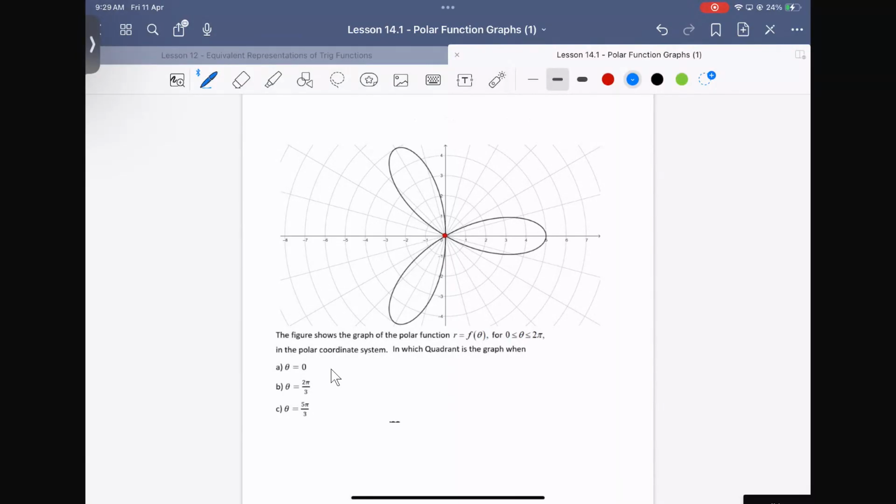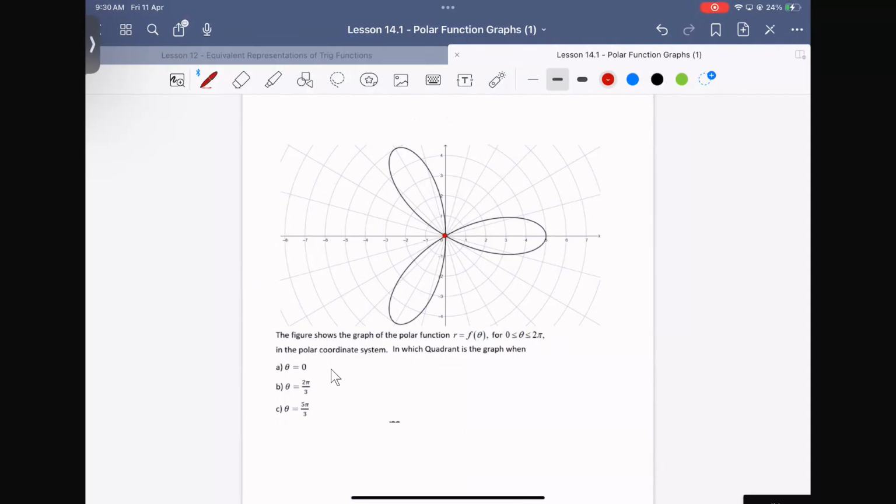So 11 pi over 12 would be the second part. I mean 11 pi over 6 by the way. I think so. All right, should we have a look at some answers?